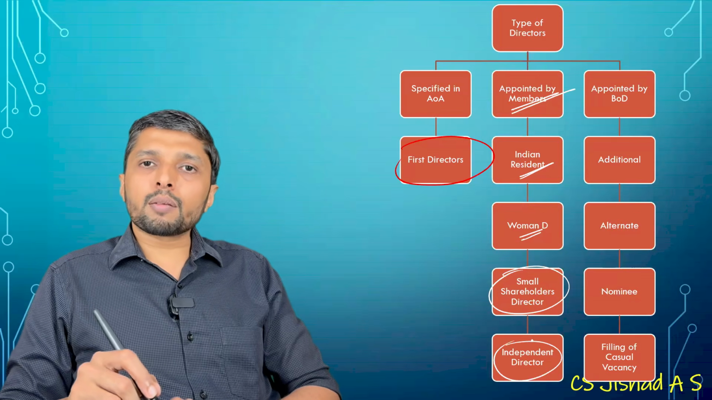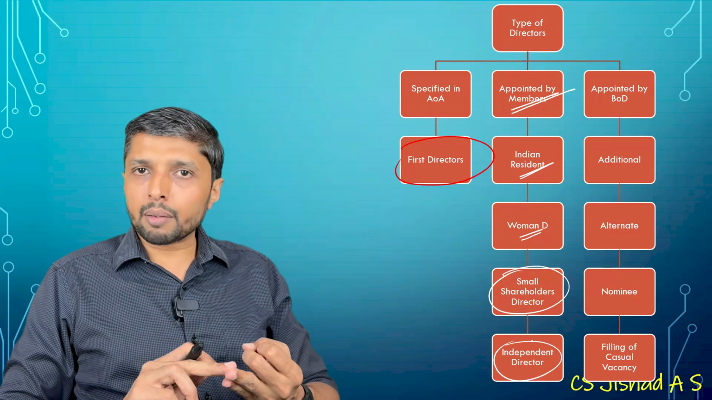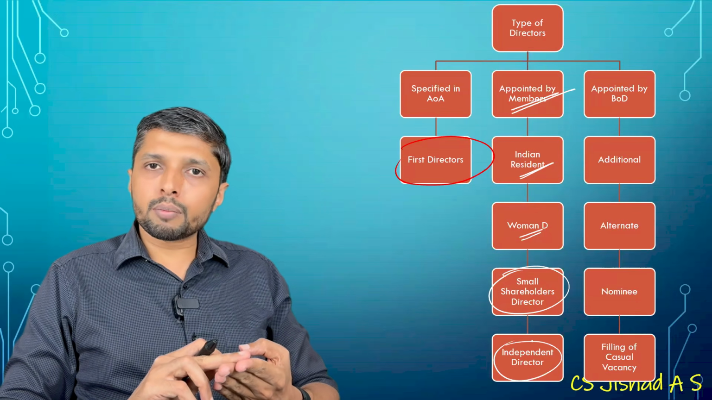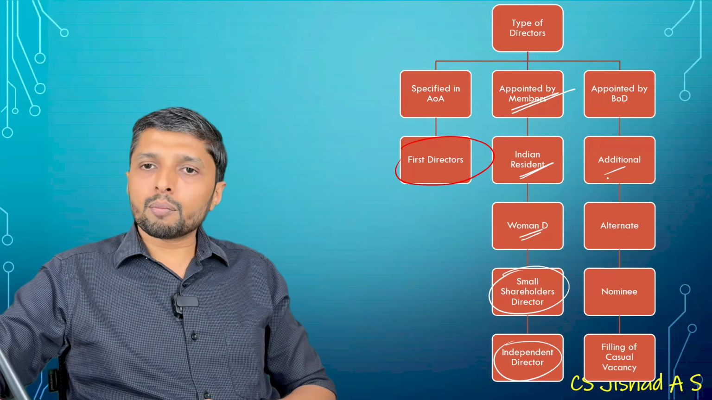Then the independent director provision will be applicable to listed companies, and unlisted public companies having paid up capital of 10 crore or above, turnover of 100 crore or above, or outstanding loans, debentures and deposits in excess of 50 crore. Then we have the directors who are appointed by the board of directors.